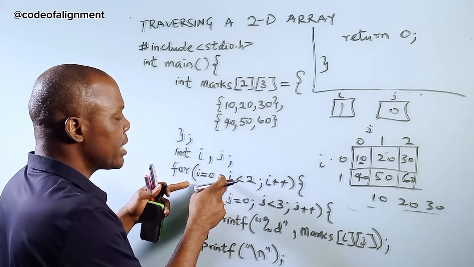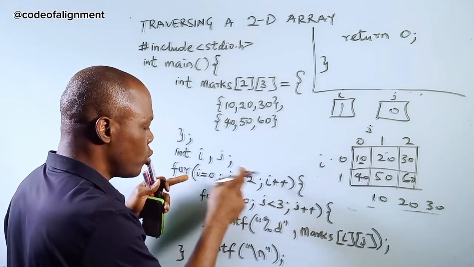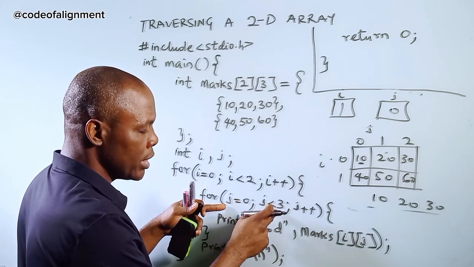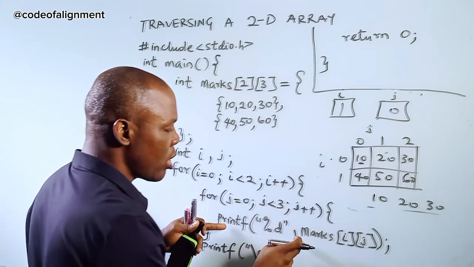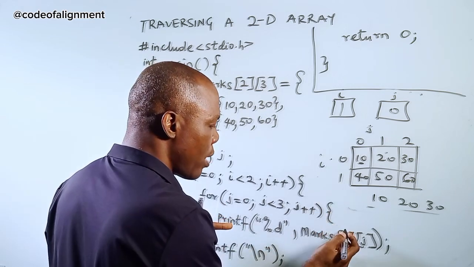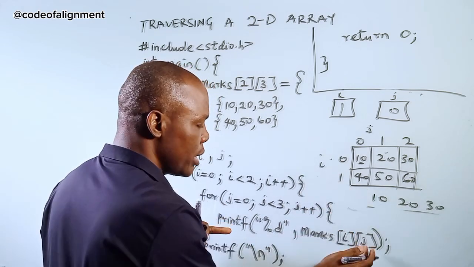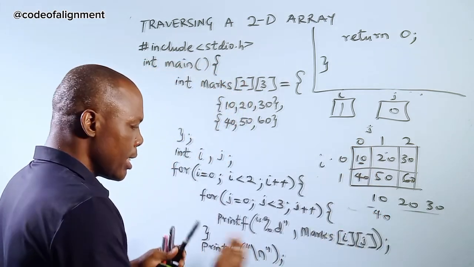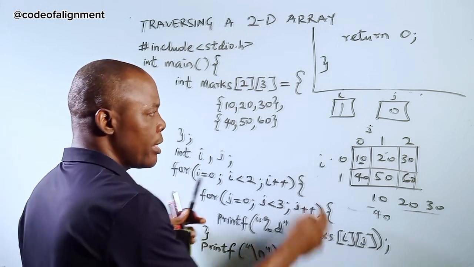So i is now 1. 1 is less than 2. That is true. It will come in. j is equal to 0. It will test the condition of j. j is less than 3. That is true. It will come in here and print. So it will look for i is 1. i is 1, j is what? 0. So this. So it will print out 40. Then it will increment j to 1.